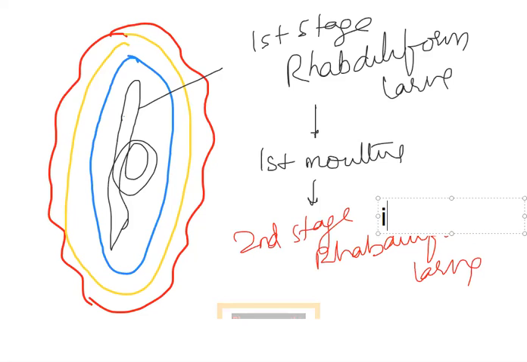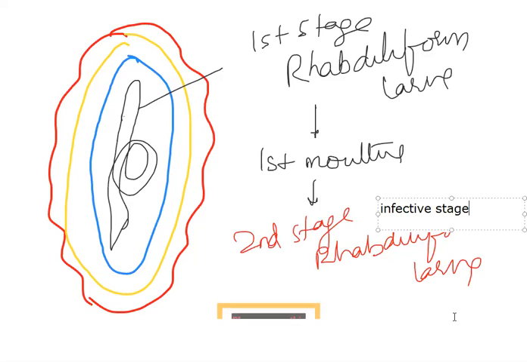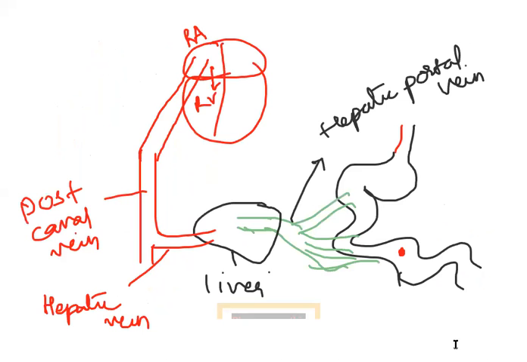This is the infective stage to the human being. Only the second stage rhabditiform larva is called the infective stage to the human being. So, how will it infect? Through contaminated food and water, the second stage rhabditiform larva enters into the human being. Where does it come? It comes into the small intestine itself.